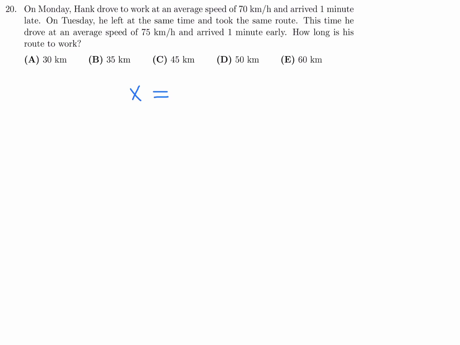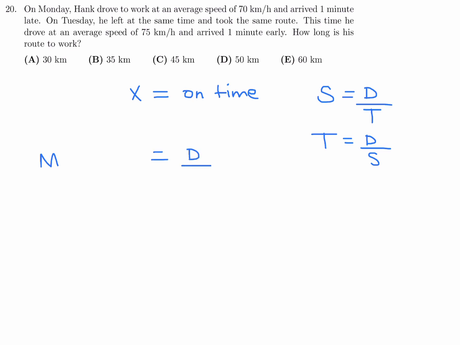So let X be the time that represents when he is exactly on time. And speed is equal to distance over time. That's the formula. And of course, any variation of this formula is valid, like distance over speed is equal to time. So on Monday, he drives, let's see here, distance, we don't know, that's what we're trying to figure out, over speed is 70, and he arrives 1 minute late, so X plus 1.